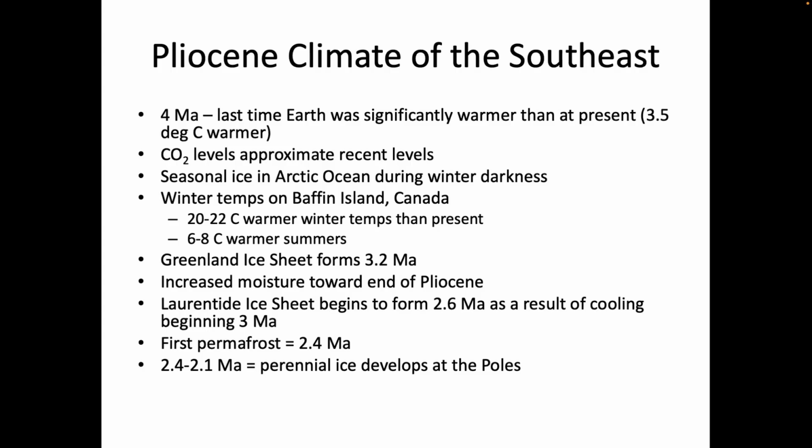It begins to form at 2.6 million years as a result of the cooling brought on by the closure of the Isthmus of Panama. Shortly thereafter, about 2.4 million years ago, we had the first permafrost in North America, frozen soil. That's what forms tundra, right? And then between 2.4 and 2.1 million years, perennial ice, meaning all year round, finally is at both poles.